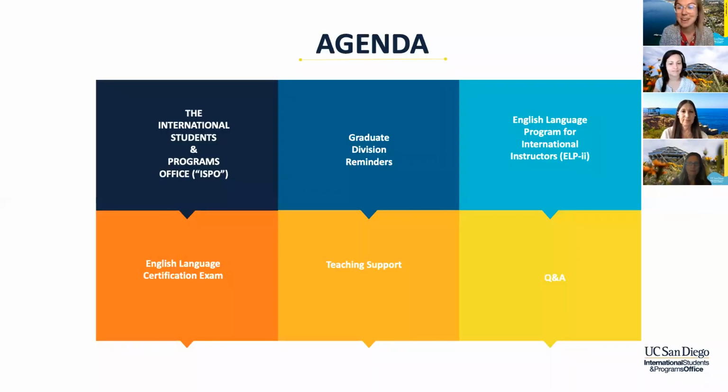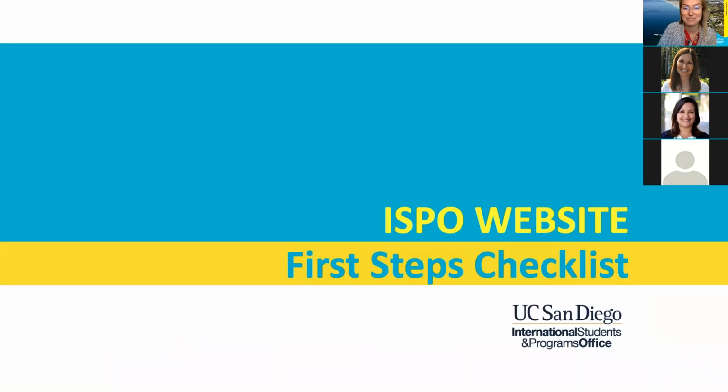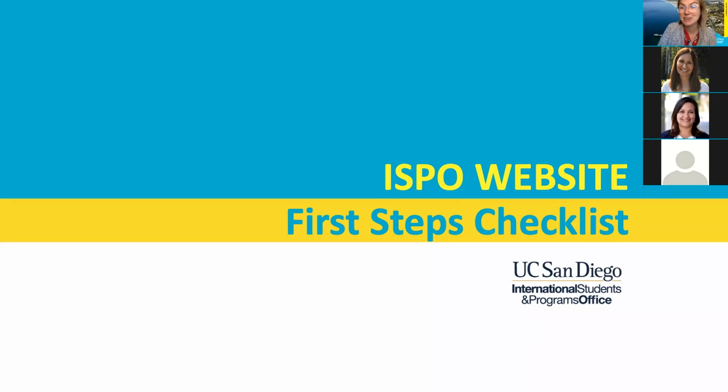A brief agenda of how we'll spend our time together today. So we'll go over some reminders from the International Students and Programs Office, as well as some important reminders from the Graduate Division. Then we'll hand it over to our amazing colleagues to talk about the English Language Program for International Instructors, as well as the English Language Certification Exam and teaching support. And then similar to our other webinars, we've dedicated a good amount of time for open question and answer, so we can answer those questions that come up. And with that, I'll hand it over to Lisa to go over some ISPO website reminders.